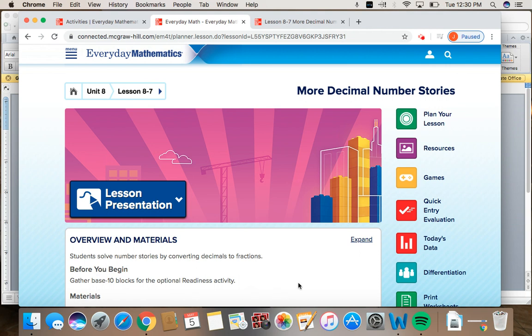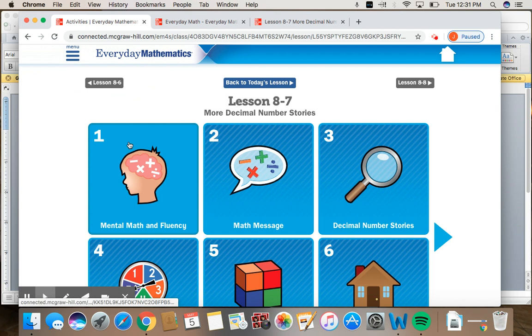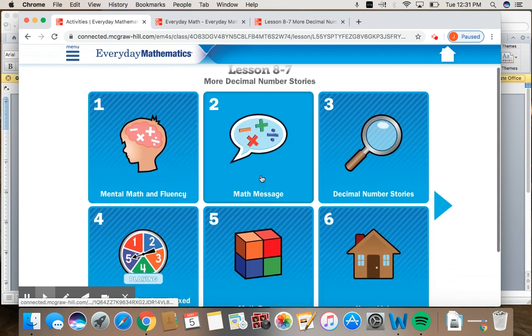Hi everyone, today we're going to be doing lesson 8-7, more decimal number stories. So we're going to solve number stories by converting decimals to fractions. We're also going to solve these number stories by leaving the decimals as decimals, but lining up those decimal points. So let's get started.